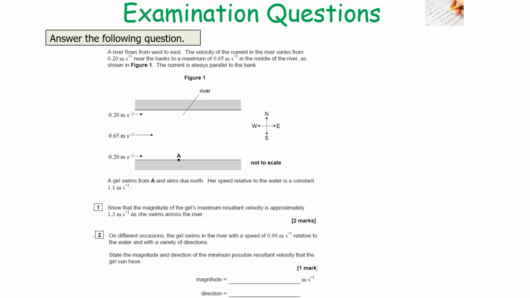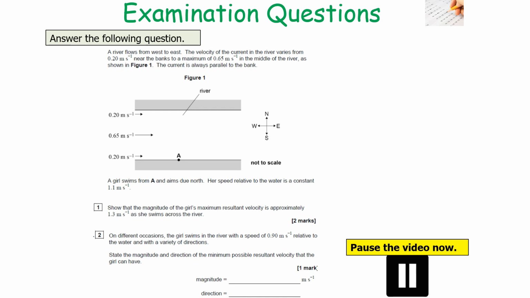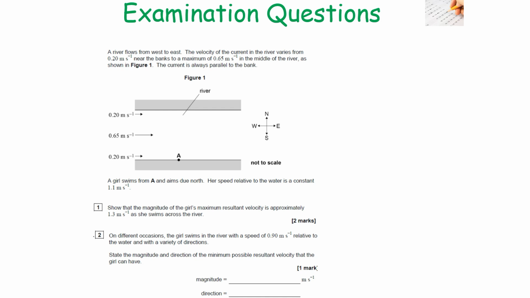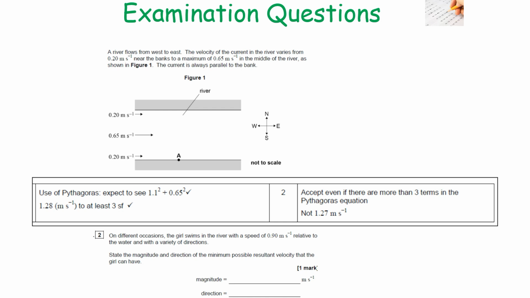So let's have a look, okay, if you pause the video now, and then we'll have a go at answering that particular question. So the first thing to note is that when you're trying to work out the resultant velocity, and it's got a horizontal and vertical component, you've got to use Pythagoras, so the resultant squared is equal to the horizontal squared plus the vertical squared. Now it's saying the maximum resultant velocity. You're given two values for the horizontal velocity here, but because you're working out the maximum resultant, you need to use the maximum horizontal. So the resultant squared is equal to 1.1 squared plus 0.65 squared, so you get an answer of 1.28 meters per second.